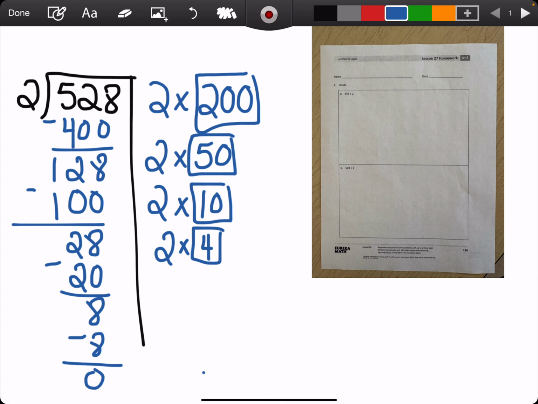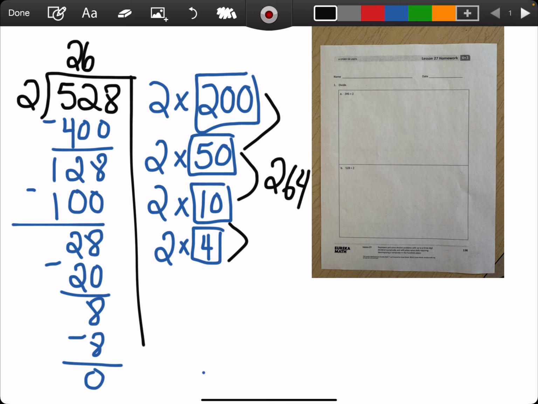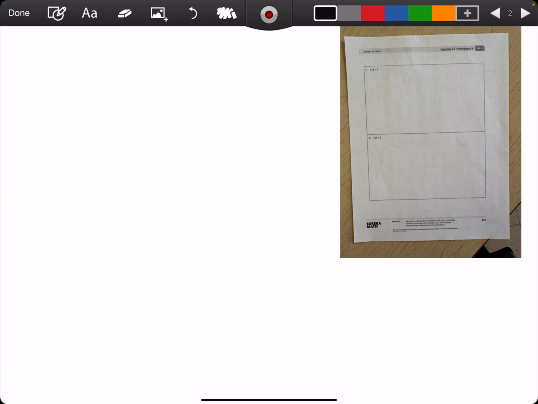Good. Now just add up my partial quotients. 200 plus 50 is 250, plus 10 is 260, plus 4 is 264. And there's my quotient. Now, I do have the next two.